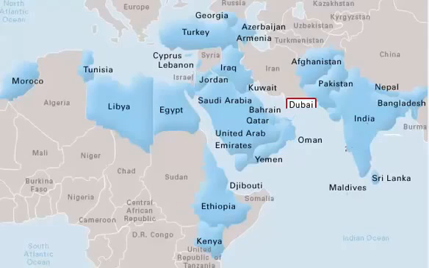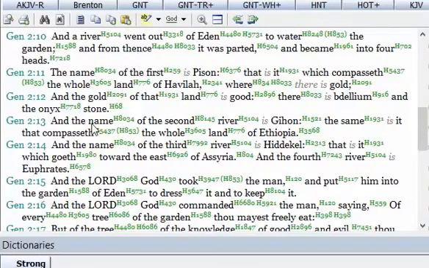Okay. Now it says, and the gold of that land is good. There is bdellium and the onyx stone. And the name of the second river is Gihon. The same is it that compasses the whole land of Ethiopia.